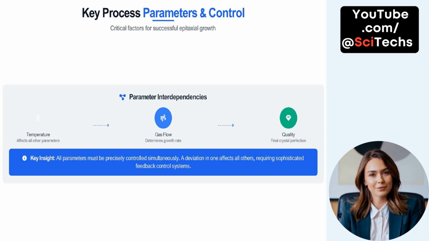Both temperature and gas flow ultimately impact the quality of the grown crystal, influencing factors like layer uniformity, defect density, and atomic arrangement. These three parameters, temperature, gas flow, and final quality, form a tightly coupled system. A slight deviation in one can disrupt the entire balance. Therefore, advanced feedback control systems are essential. Real-time sensors and automated adjustments help maintain optimal conditions, ensuring that all variables stay synchronized for consistent, high-quality crystal growth.